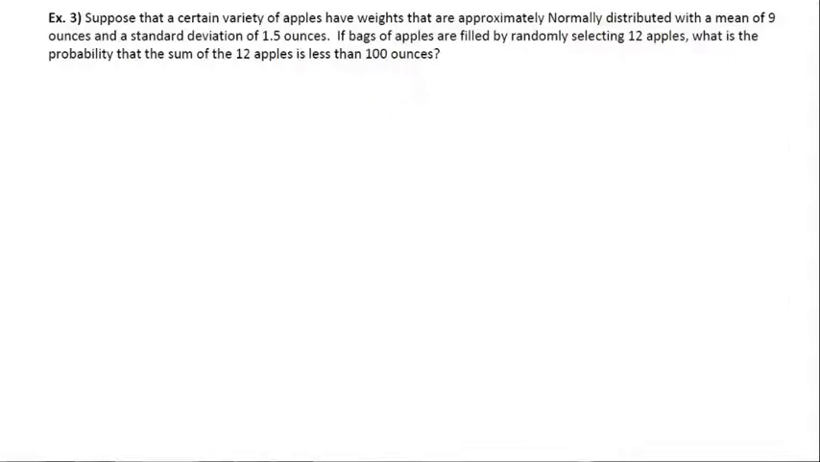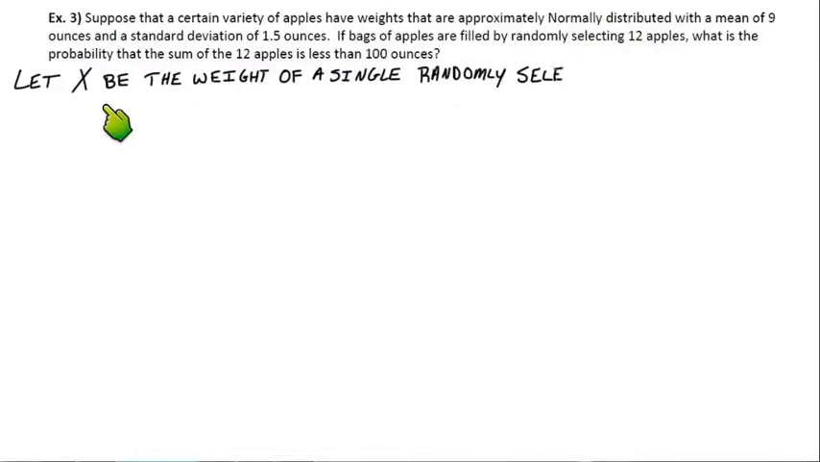Okay, so for starters, we don't know anything about 12 apples together yet. We'll get there. We do know the distribution for individual apples. So I'm going to use X again. If you want to use capital A, be my guest. I'm going to say X is the weight of a single randomly selected apple. So X is my random variable here. So X is approximately normally distributed. The mean is 9. The standard deviation is 1.5. And that just describes the distributions for individual apples.